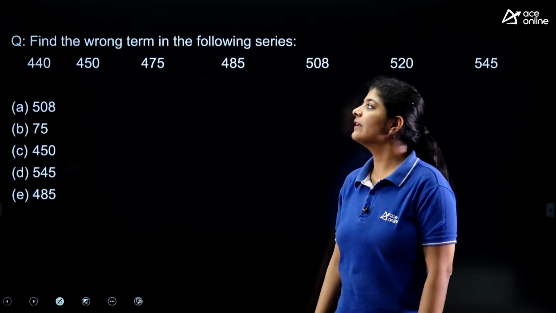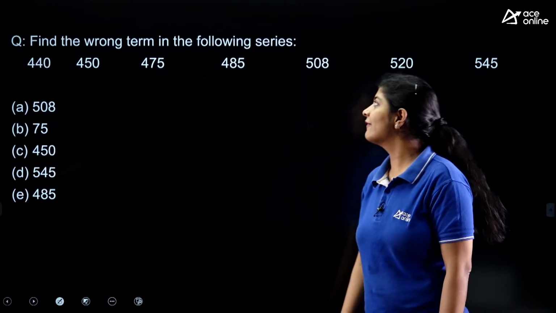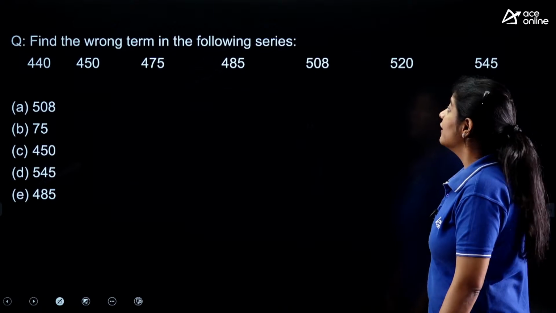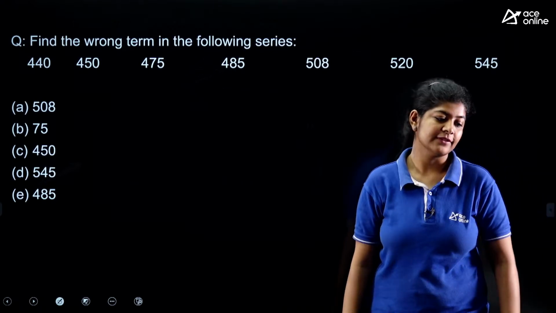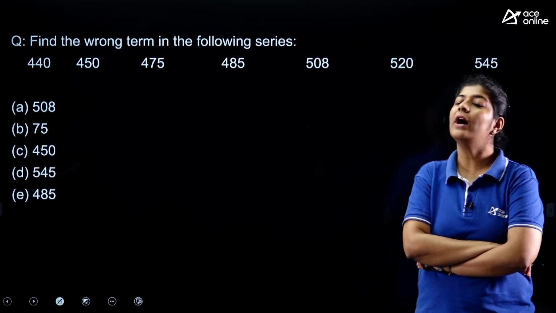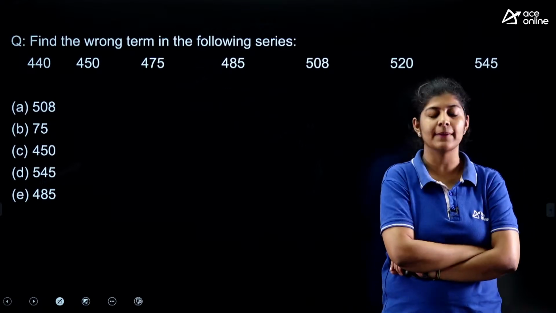The next series that we are having is of 440, 450, 475, 485, 508, 520 and 545. And again what we have to do? Again we have to determine the wrong term out of these given numbers.